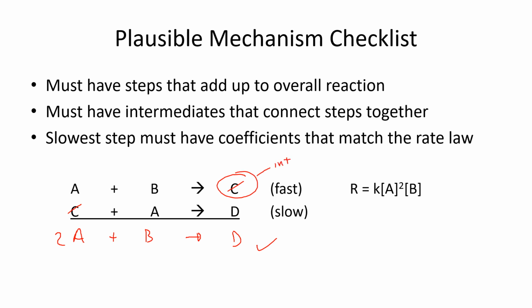And we have to have the slowest step have coefficients that match the rate law. So if this is our slowest step, we have A and C. A and C are reactants in the second step, but C is an intermediate, which means you have to back up to where C was made here and also include A and B as well. So that's 2 A's and a B, 2 A's and 1 B. And that means ding, ding, ding. All 3 are satisfied by this mechanism, so that means it's a good mechanism.